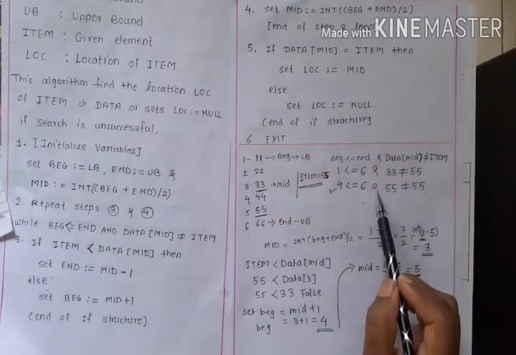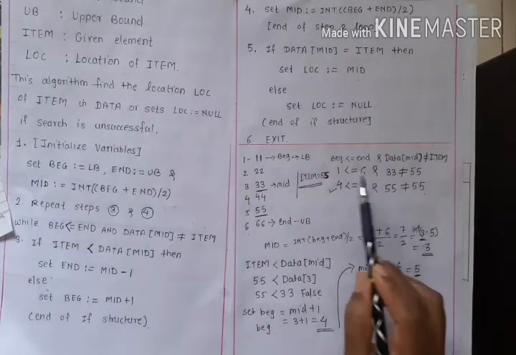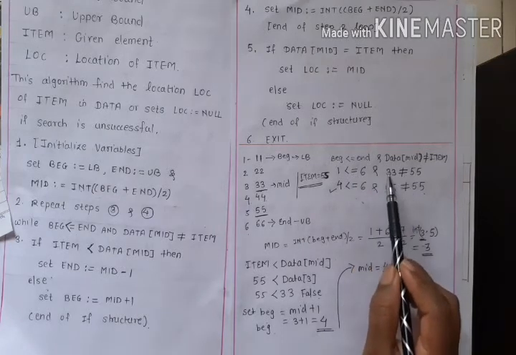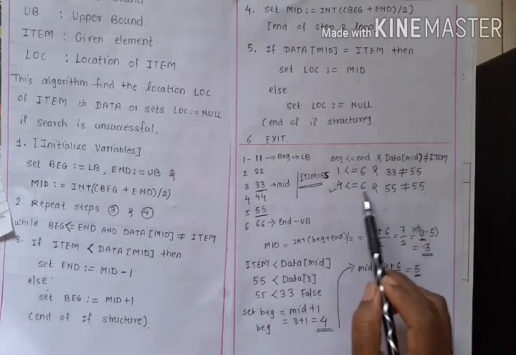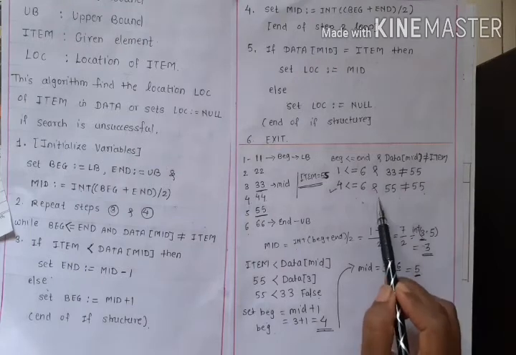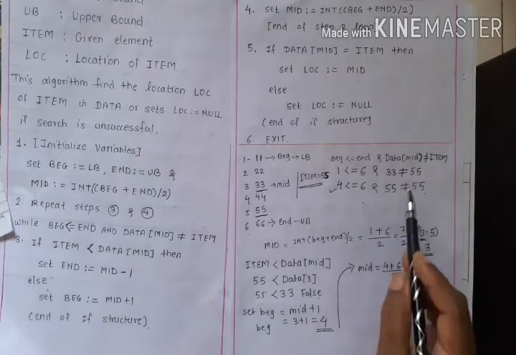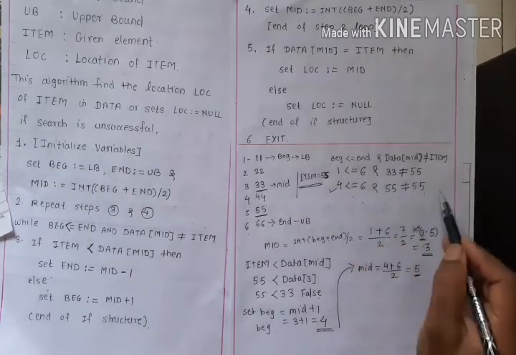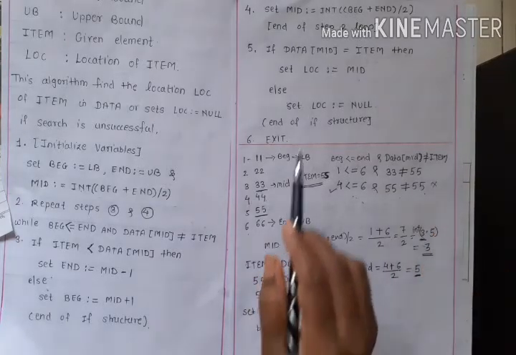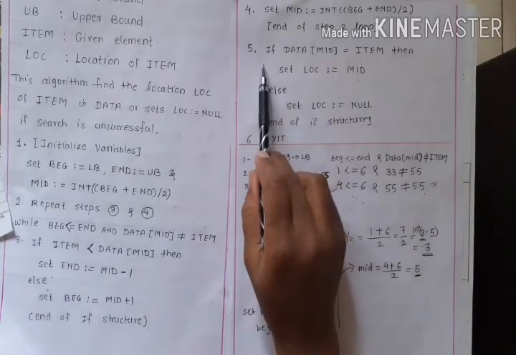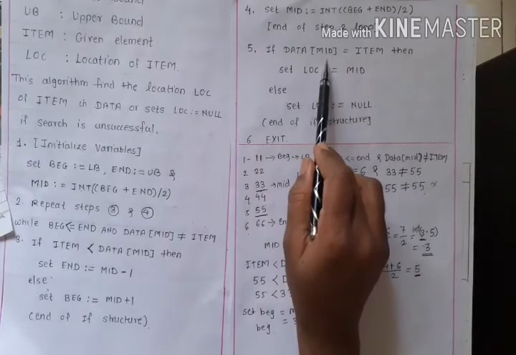What is the meaning of AND? AND means if both conditions are true, then go to the next step. If any one condition is false in AND, then out of the loop. See, this condition is true, this condition is false. Then go directly out of the loop.